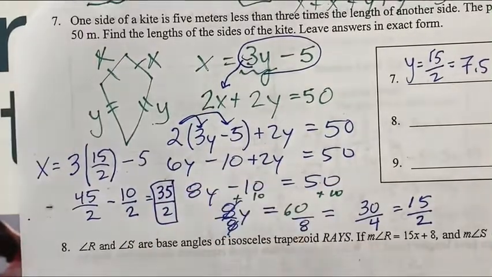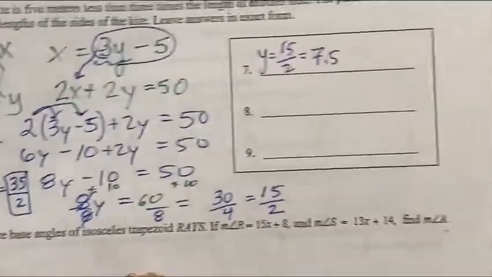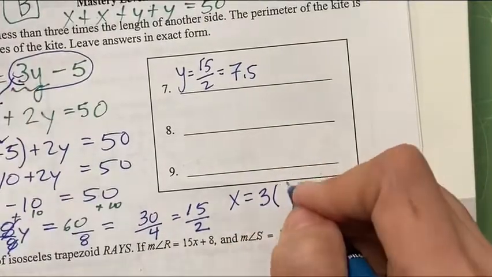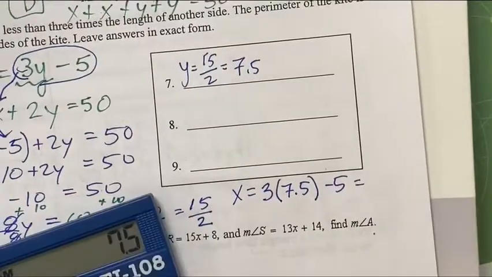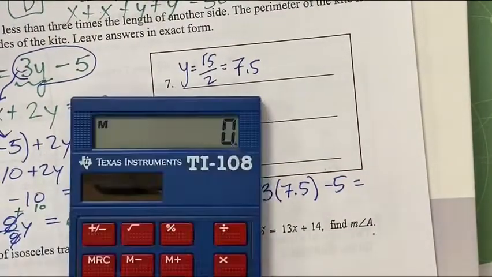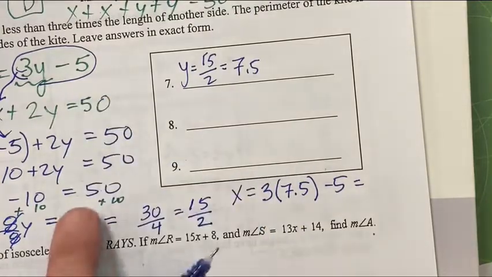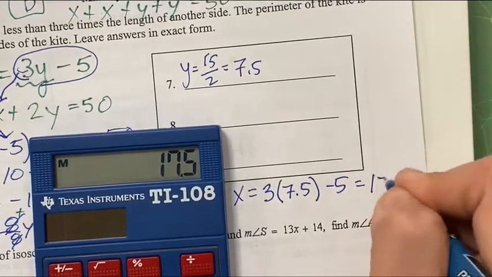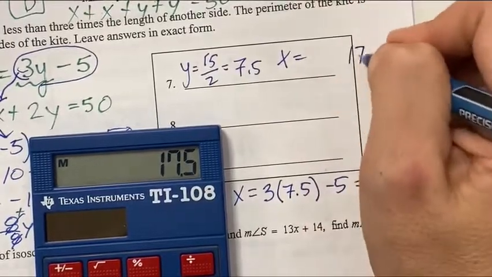If that's too complicated, I'll show you how to do it with a calculator. So x is equal to 3 times the decimal, 7.5, minus 5. So let's figure out what that is. You had 60 divided by 8, and you got 7.5, right? Then you multiply it by 3 and subtract 5. I get 17.5. So x is the decimal 17.5.